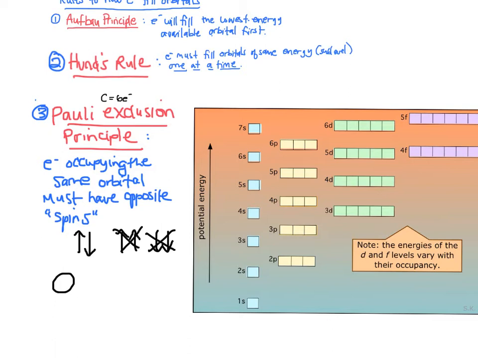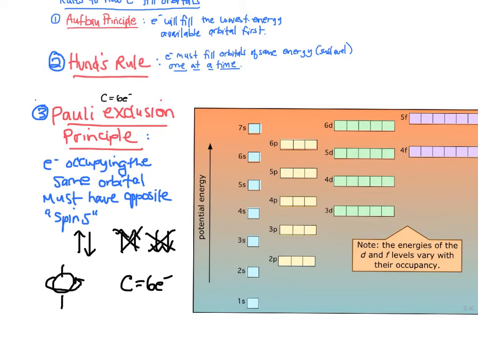So if here's an electron, it actually has a spin on its axis, and so it can spin either clockwise or counterclockwise. And Pauli basically said that electrons that are occupying the same orbital have to spin in opposite directions. And there's a reason for it that you don't need to know. You just need to make sure that when you're drawing electrons as arrows in orbitals, that you always put one up and one down.